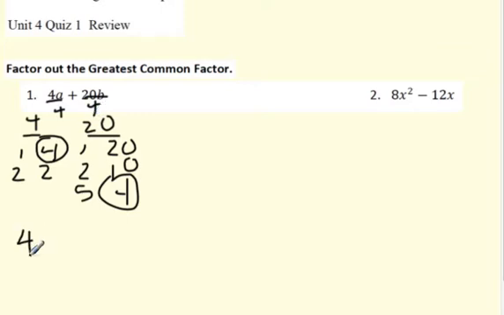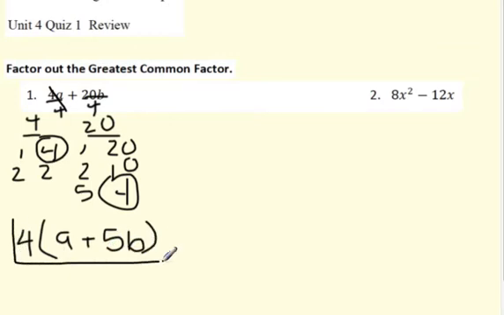So then I'm going to take a 4 out. 4 over 4 cancels out to 1. You can write the 1 if you want to, but you don't have to. And then you have A. 20 over 4 is 5, and then you have B. So we have 4A plus 5B as our final answer for number 1.